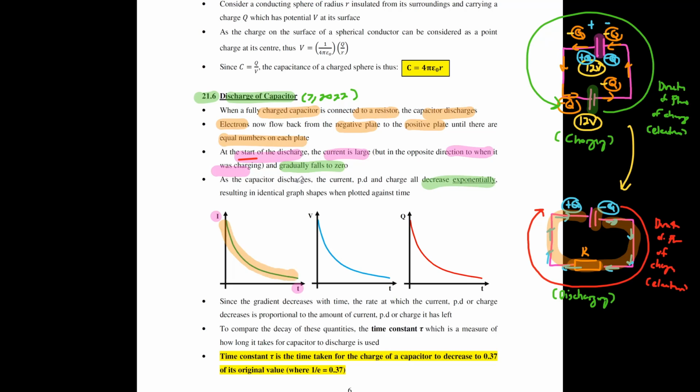Okay, so over time, your current will drop in this manner here until it reaches zero. When you reach zero, your capacitor has fully discharged. There's no longer any charge flowing from one plate of your capacitor to the other. Okay, now at the same time, because you know that when your capacitor becomes fully charged, there's a PD across it. So in your case, there's a PD of 12 volts across your capacitor.